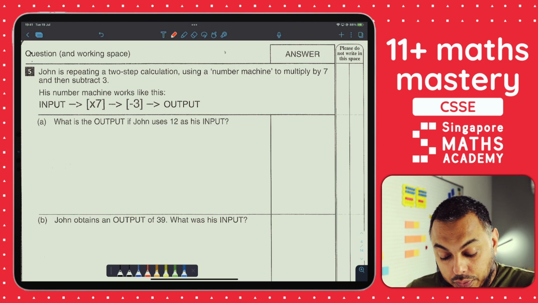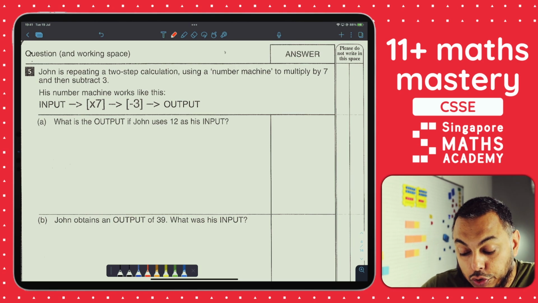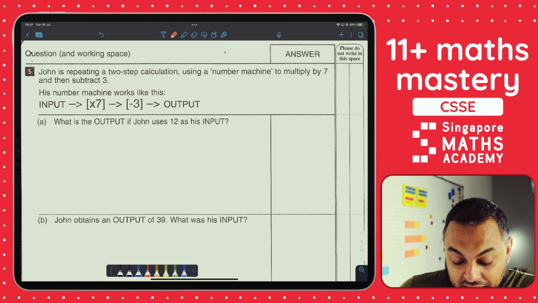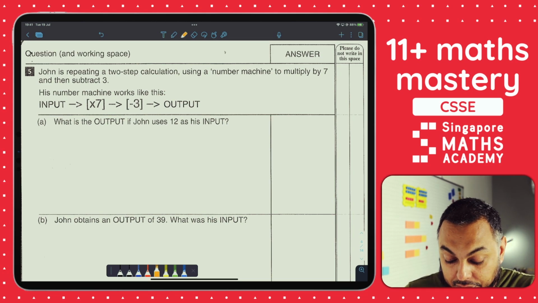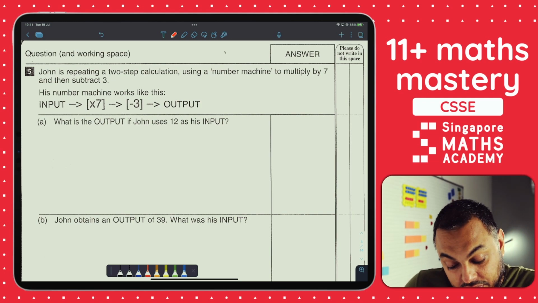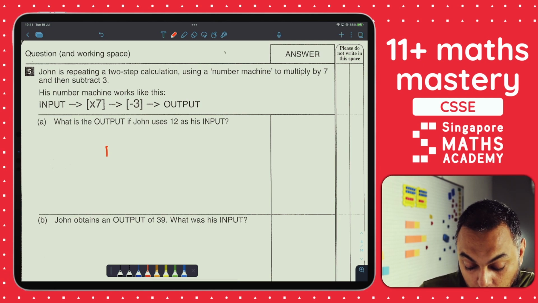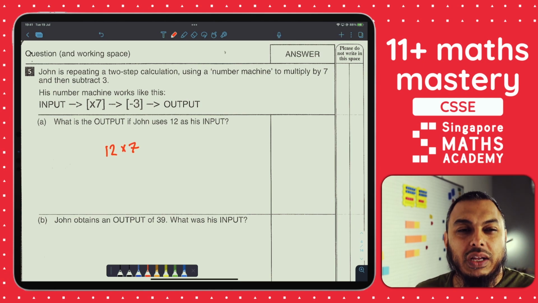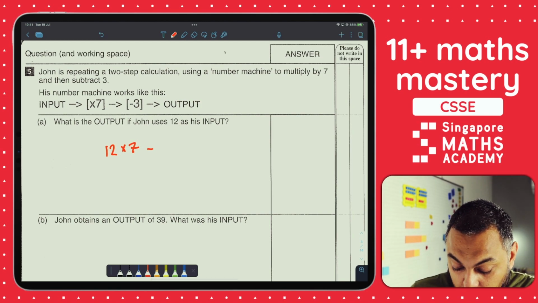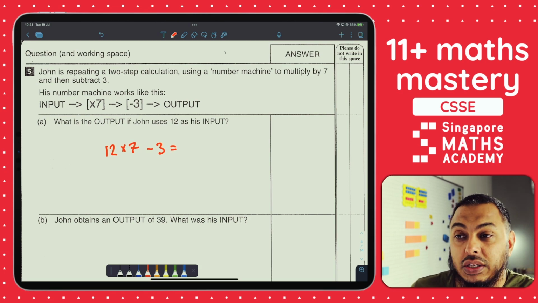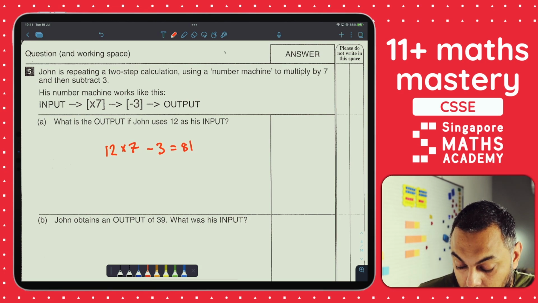Right, let's have a look at question 5 now. It says that John is repeating a 2-step calculation using a number machine to multiply by 7 and then subtract 3. His number machine works like this. Input times 7, then take away 3. That gives us an output. What is the output if John uses 12 as his input? So we do 12 times 7. 12 times 7 is going to be 84. 84 take away the 3 is going to be 81. And that's our answer for question 5A.